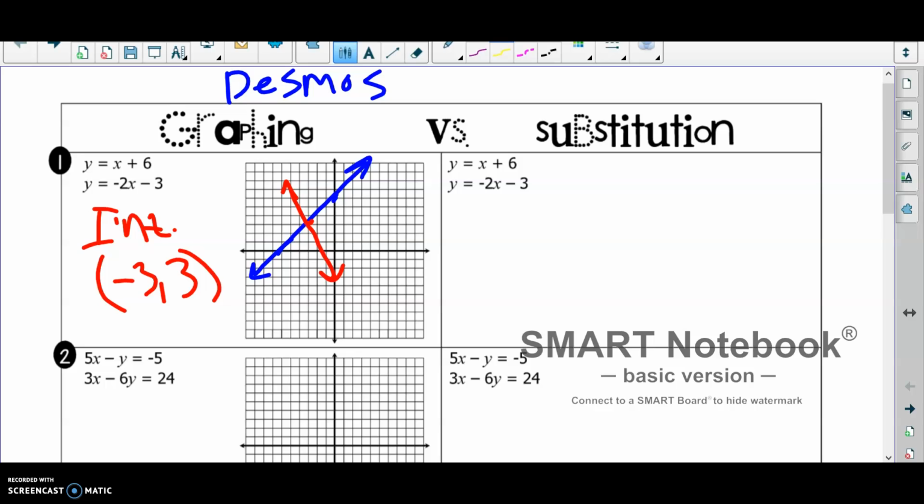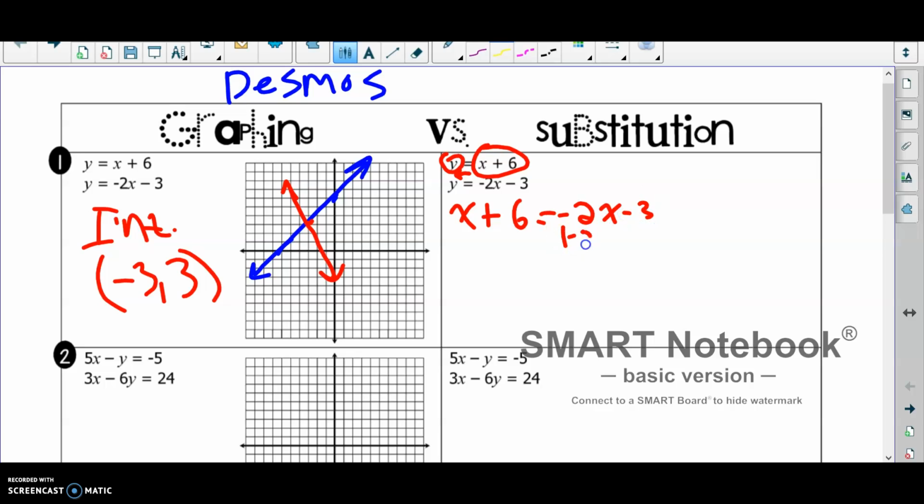So what's cool about these ones is we're going to do the same problems twice. So now we're going to do the substitution problem. We know y equals x plus 6, so anywhere there's a y in our second one, we can change it to x plus 6. So x plus 6 equals negative 2x minus 3. And now it's just algebra, and we'll just solve it.